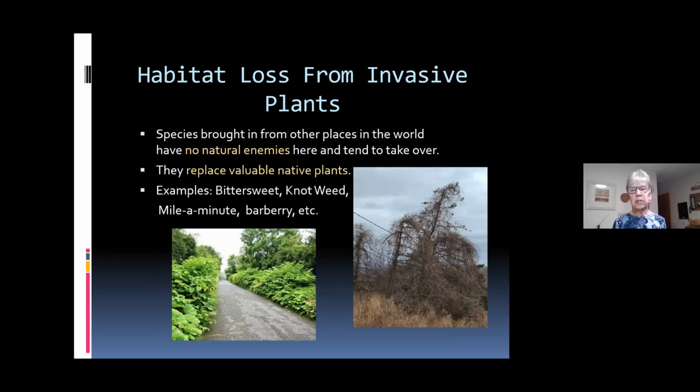The picture on the right was taken at the end of my road. They were some good evergreen trees, and they've been decimated by the bittersweet. And the picture on the left, of course, is knotweed, which you can find all over. It's very invasive and aggressive. So where we have stands of invasives, that land is no longer really valuable to wildlife.